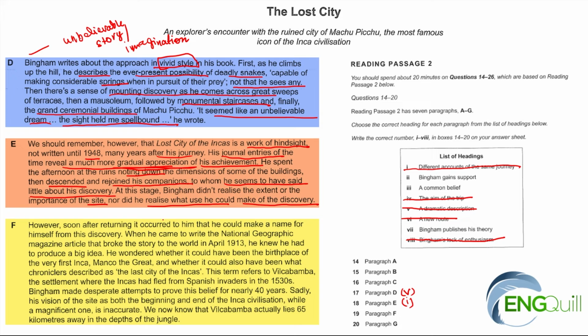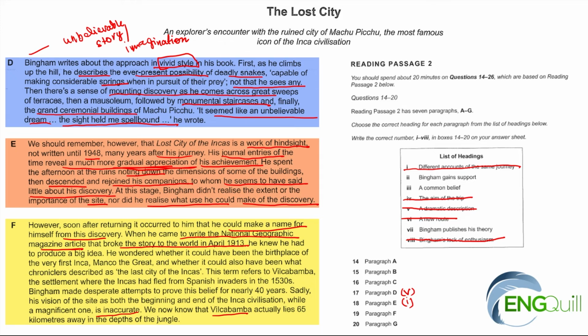However, soon after returning it, he realized that he could make a name for himself from this, and he wrote in the National Geographic magazine an article that broke the story to the world. He knew he had to produce a big idea. He wondered whether it could be the birthplace of this. And then the term refers to the Spanish invaders. His vision of the site as both the beginning and the end of Inca civilization, a magnificent one, is inaccurate. We know now that this place actually lies 65 kilometers away, in the depth of the jungle.